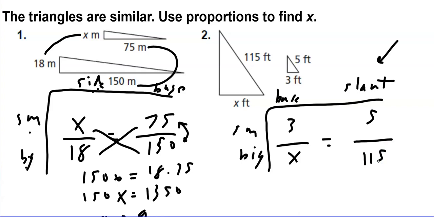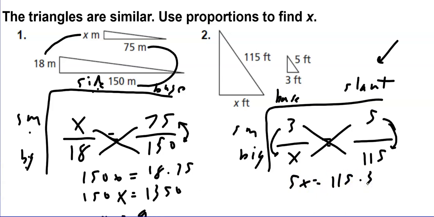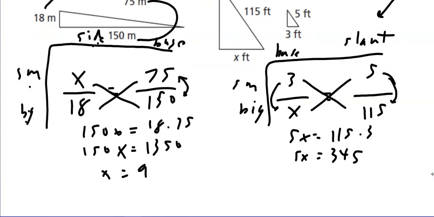Okay? Now, once again, you might see, oh, 5 goes into 115, and if you just figure out how many times that is, you can multiply 3 by that same number. But if it isn't that obvious to you, then it's 5x equals 115 times 3. So 5x equals 345. And then when I divide by 5, x equals 69. Okay?